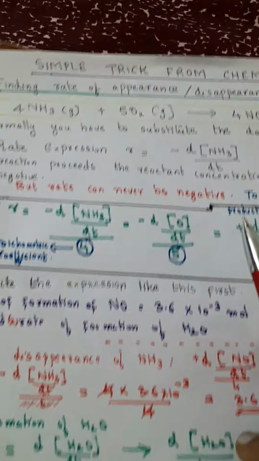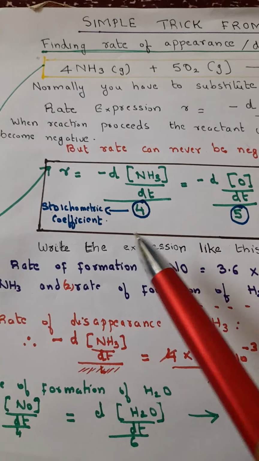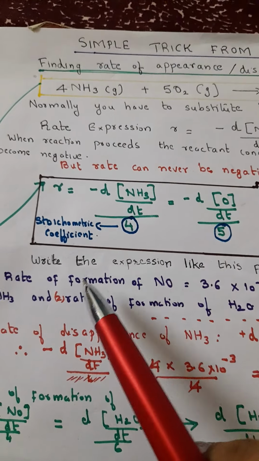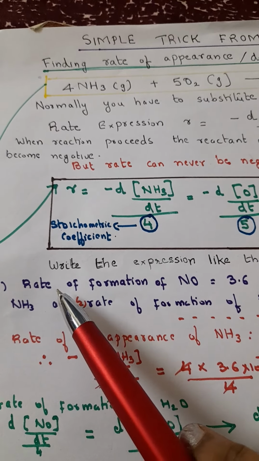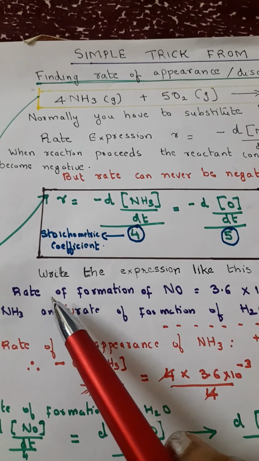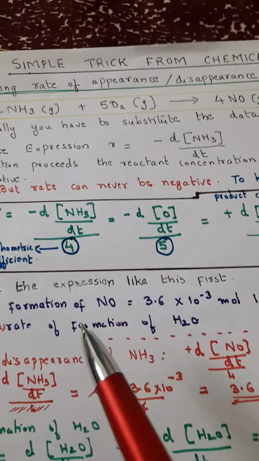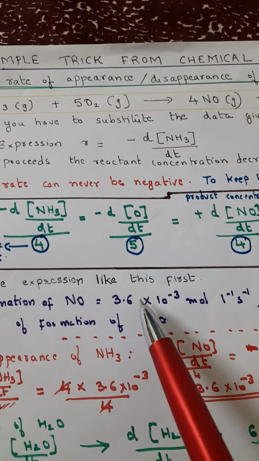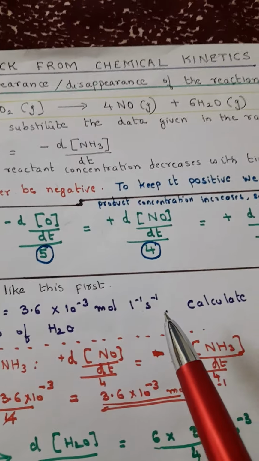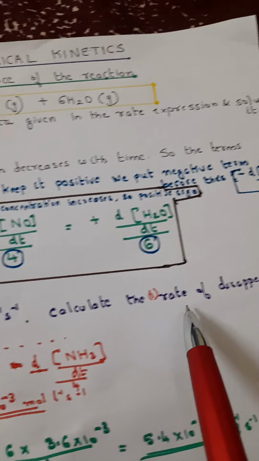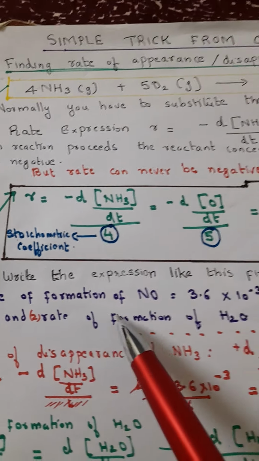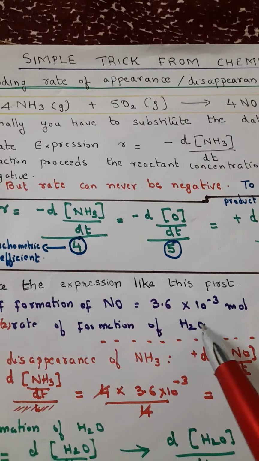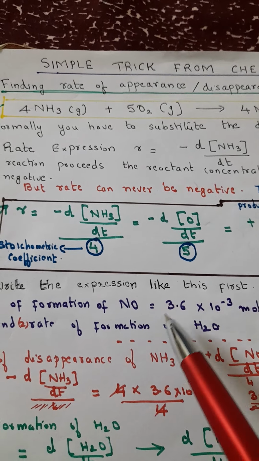Now let us work out one sum based on this. Such types of sums normally come for the exam. We will read the question, so all of you listen carefully. The rate of formation of NO is given as 3.6 into 10 raised to minus 3. What you have to calculate from this is the rate of disappearance of NH3 and, secondly, the rate of formation of H2O. So two things are asked in the question.